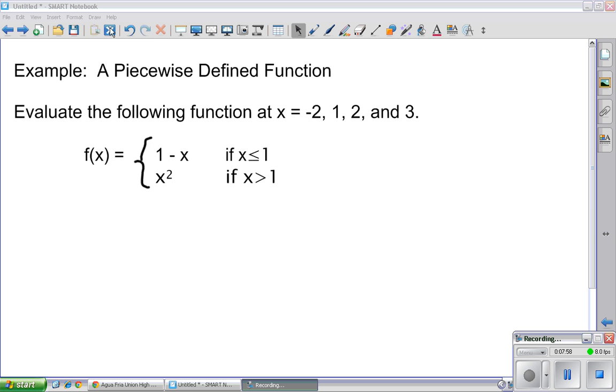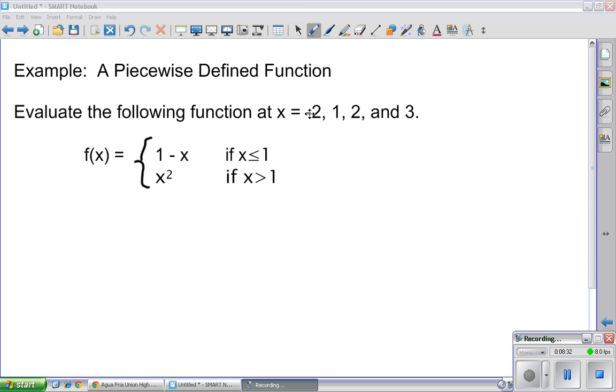This next example is about a piecewise defined function. A piecewise function is split into pieces, and they tell you where the split happens. So in this case, if x is less than or equal to 1, we use the top part of the function, 1 minus x. And if x is more than 1, then you plug it in to x squared. So it's a different rule that just depends on what value of x you're plugging in.